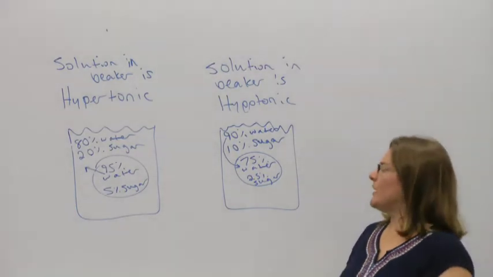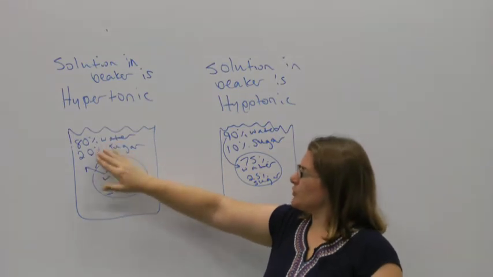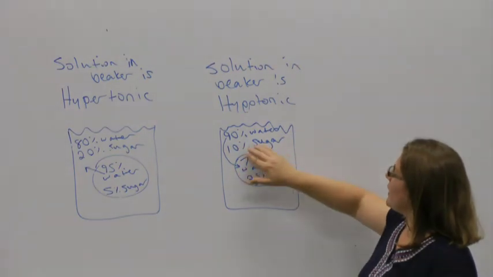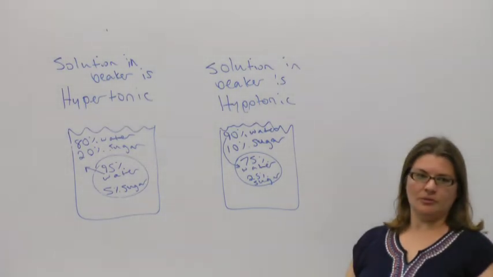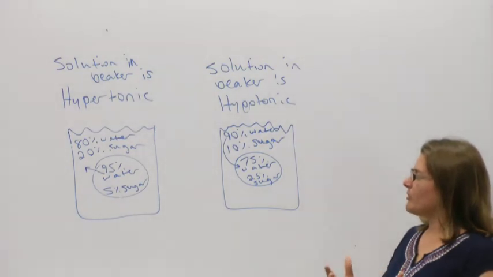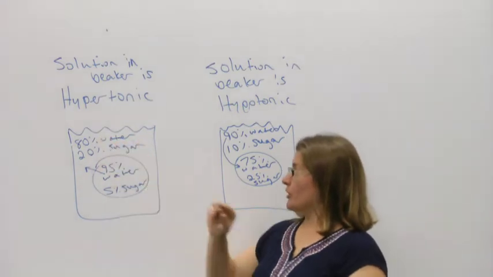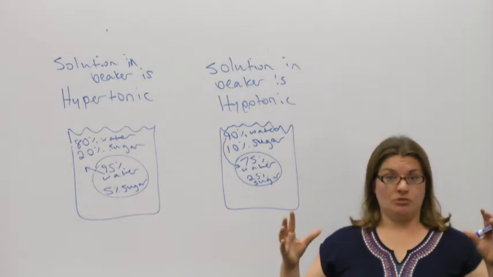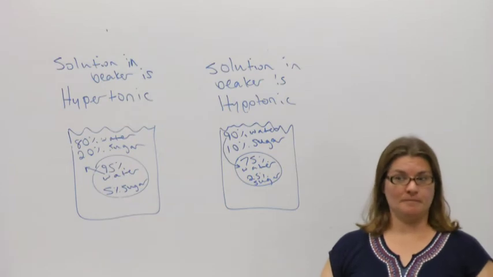Okay? A hypertonic solution has more solute in that solution than inside the cell. A hypotonic solution has less solute in the solution than inside the cell. You can think of it as two ways. When you're thinking about the movement of water, you can either think of it as water going from where there's more water to less water, or you can think of it as water goes to where there's more solute. Either one of those works, no matter which way you look at it.